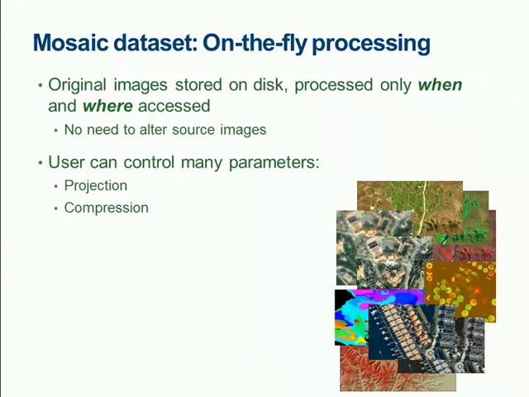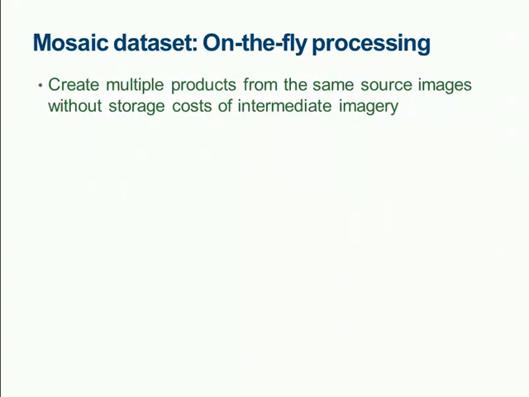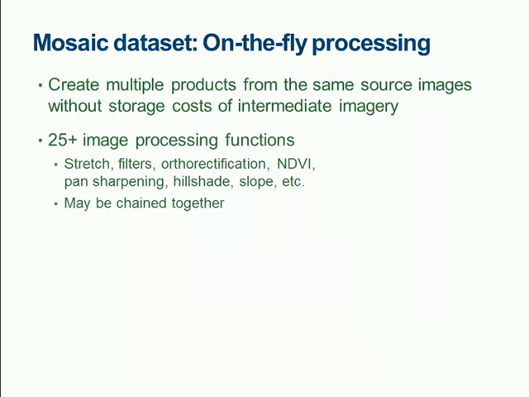The client can also control compression, which can speed up the view when you're roaming around, and then increase detail when you find the area of interest that you want to look at. The client can also control resampling method, and again, these are just a sample of the full list of parameters that can be controlled. The on-the-fly processing capability also means that many different products can be generated from the same set of imagery, but again, only processed when needed.